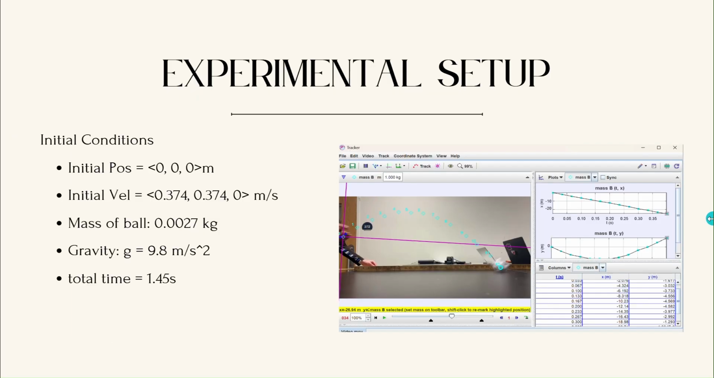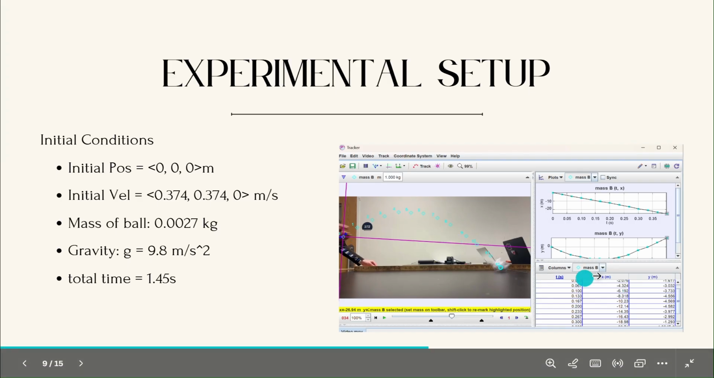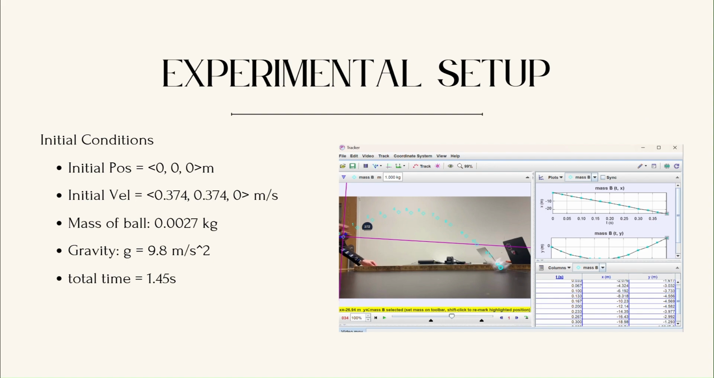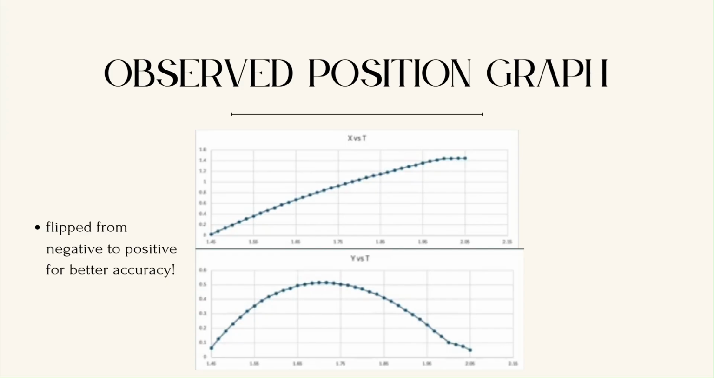Okay. Here's our experimental setup. This is the video in Tracker with all the points plotted. The initial position I just set to 0 as it's starting from rest, and the initial velocity is 0.374 in the X direction, 0.374 in the Y direction, and 0 in the Z direction, meters per second. The mass is quite small, which is 0.0027 kilograms, and the gravity is, like I said, 9.8 meters per second squared. The total time was 1.45 seconds.